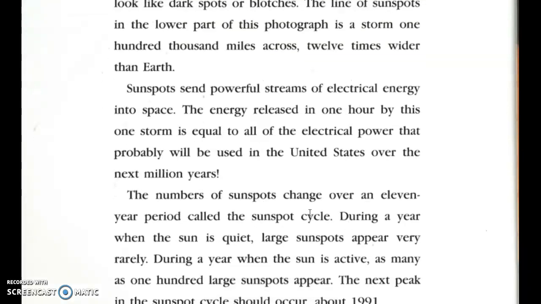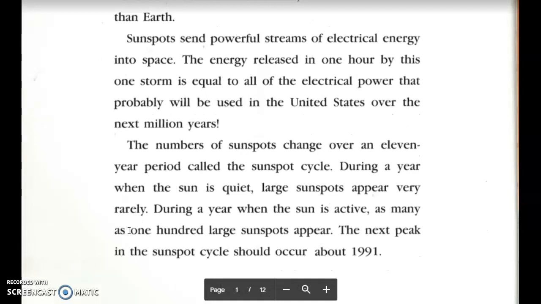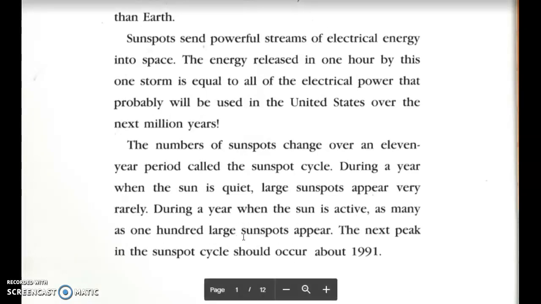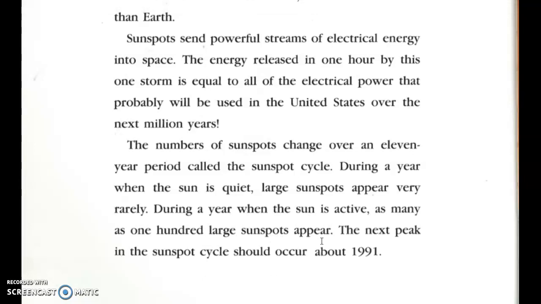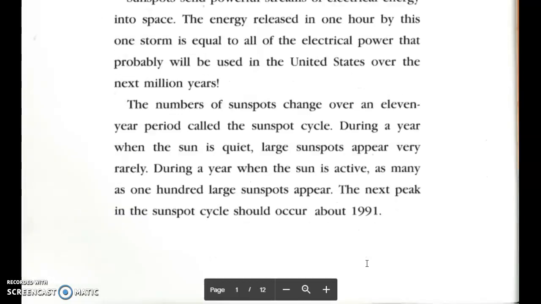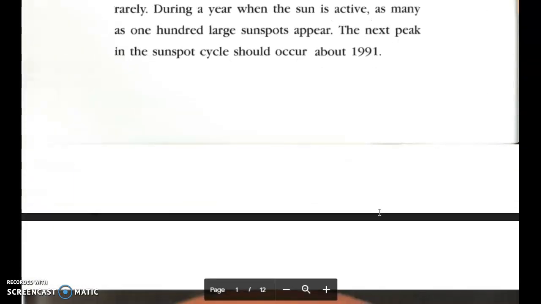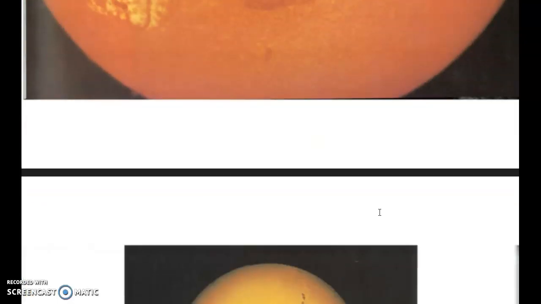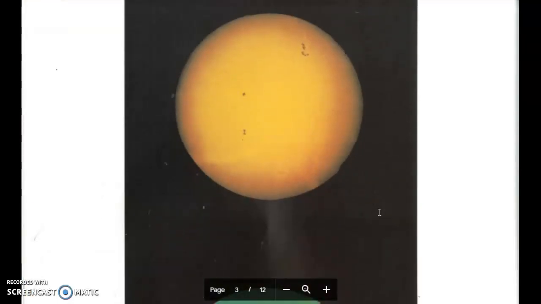The numbers of sunspots change over an 11-year period called the sunspot cycle. During a year when the sun is quiet, large sunspots appear very rarely. During a year when the sun is active, as many as 100 large sunspots appear. The next peak in the sunspot cycle should occur about 1991. Let's go ahead down to the next part of the text.